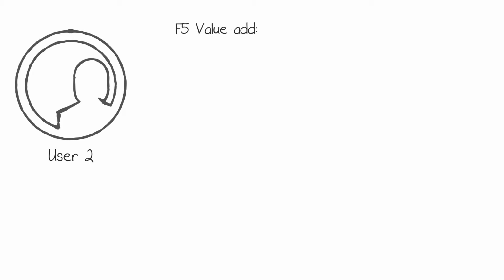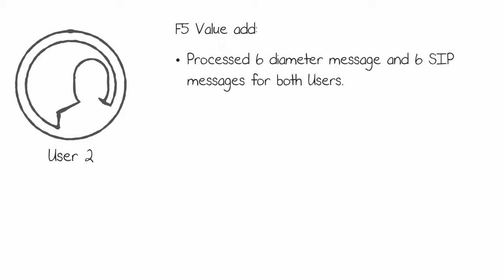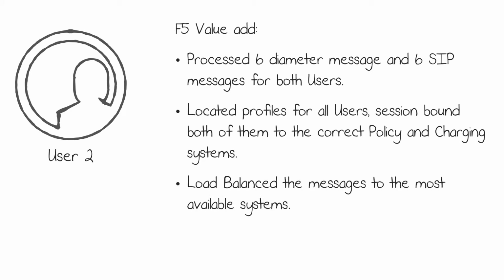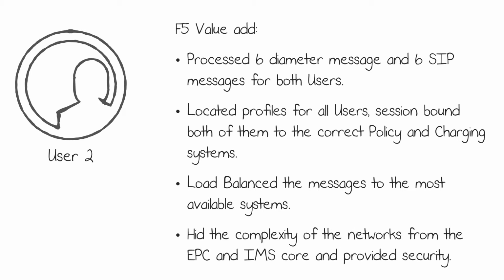The F5 value add here: we've processed 6 Diameter messages and 6 SIP messages for both users. We've located profiles for all the users, session bound them to their correct policy and charging systems. We've load balanced the messages to the most available systems, and we've hidden the complexity of the networks from the EPC and the IMS cores while providing security.